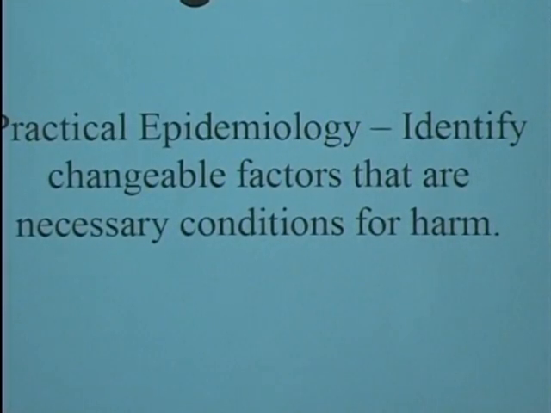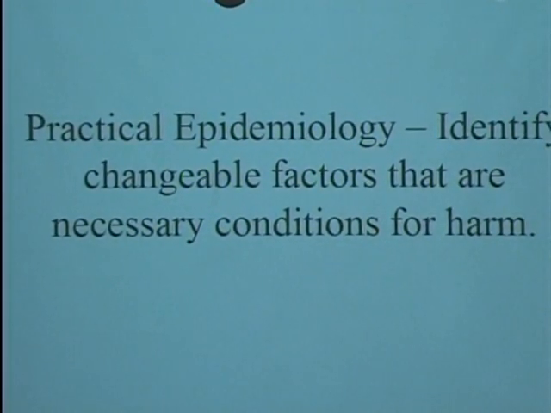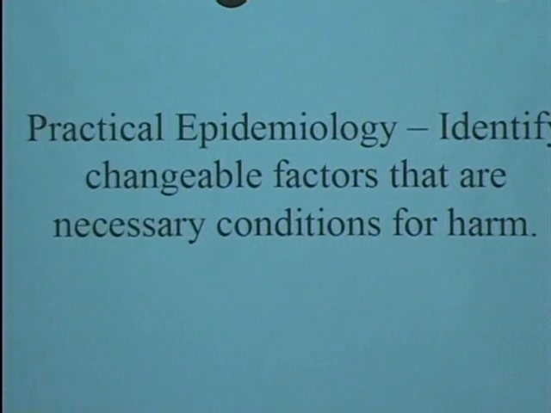Practical epidemiology attempts to identify changeable factors that are necessary conditions for harm. There are a lot of non-changeable factors that are related to risk. The one that's most cogent to us is age. Falls, for example, are a major problem as we get older. But we can't change our age. So that, while it's maybe interesting, is not a changeable factor. The stairs on which we convey ourselves are what's in the environment to trip us and things like that. Those are changeable factors, and those are the things that we concentrate on in practical epidemiology.